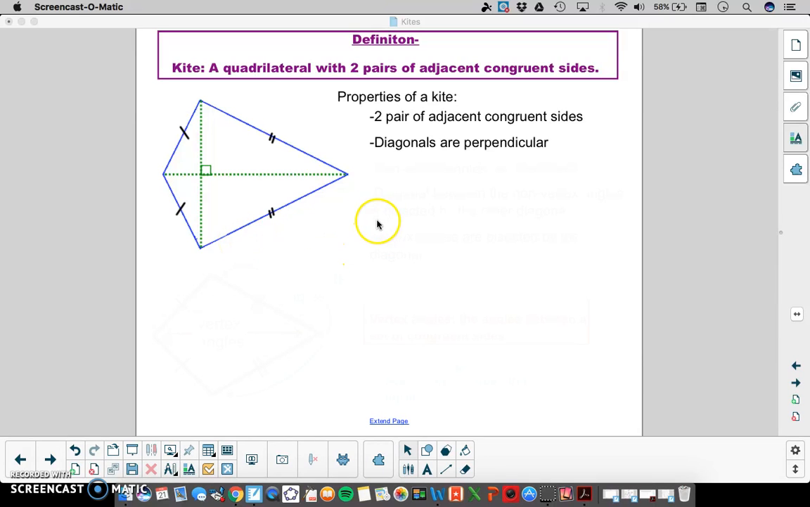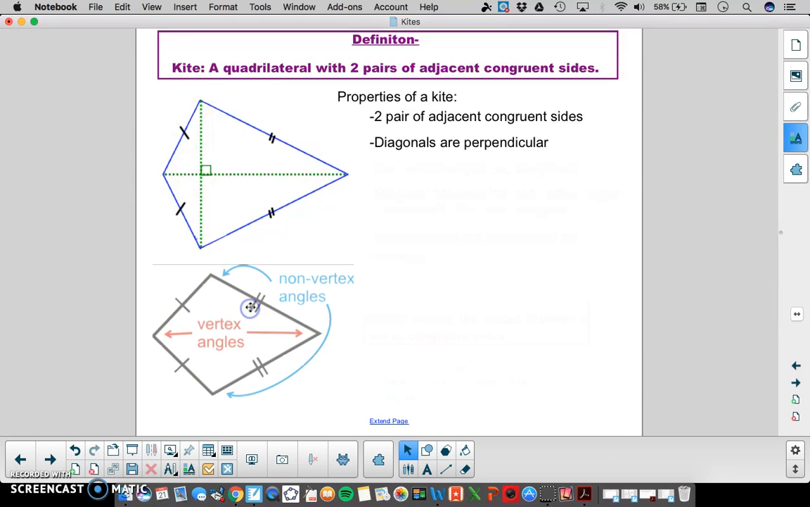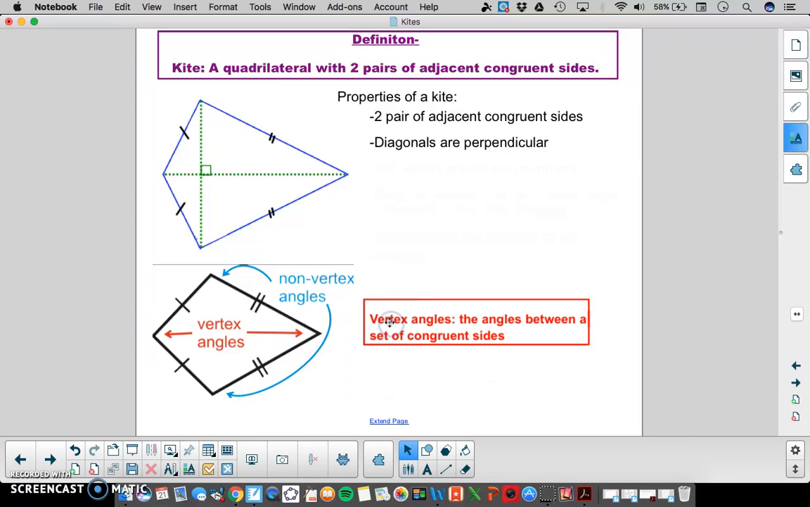The next few properties have to do with the angle pairs that we see. So we have to understand a couple of terms first. We have what are called vertex angles and non-vertex angles when we talk about kites. Vertex angles are going to be the angles that are between the sets of congruent sides. So here, between these two congruent sides, this is a vertex angle, and between these congruent sides, we have this vertex angle. The other two angles are the non-vertex angles.